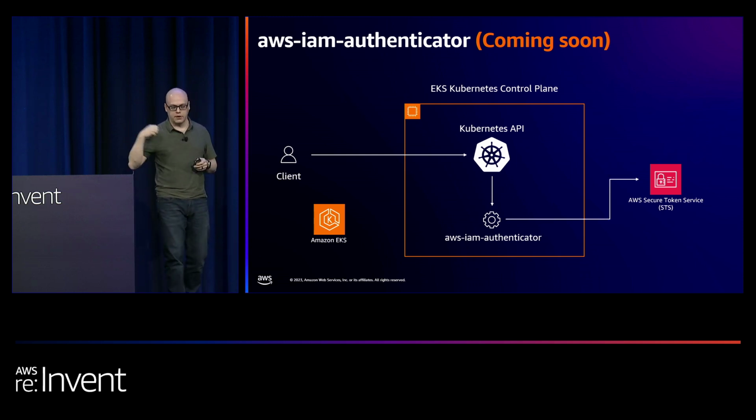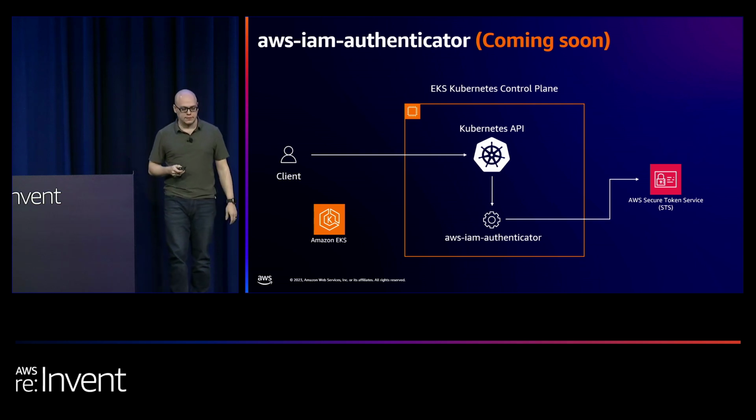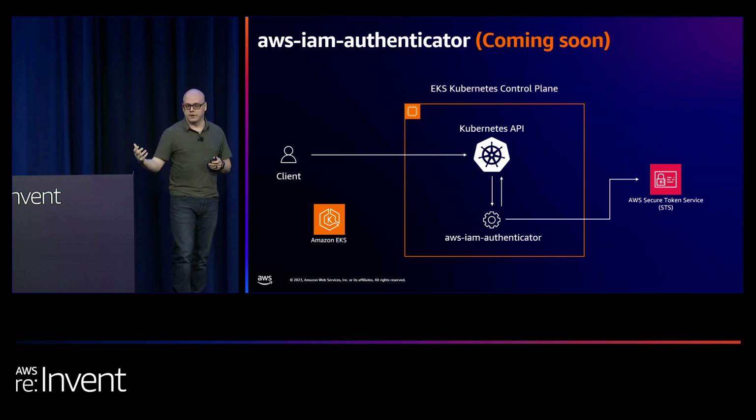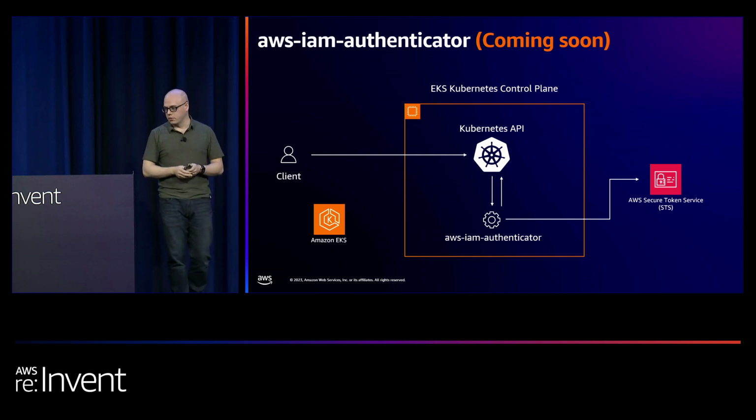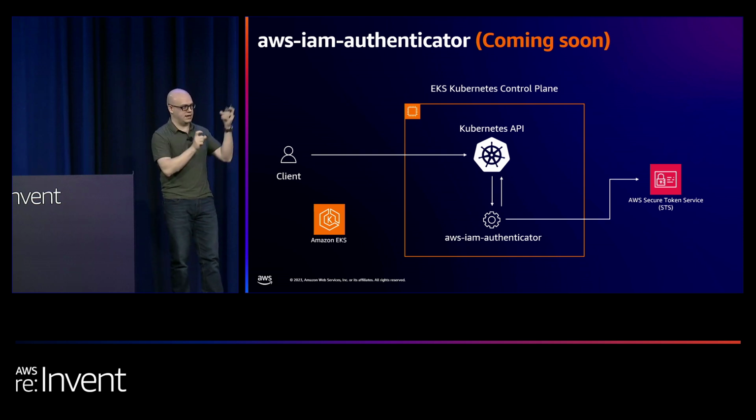So IAM Authenticator executes that request against the Secure Token Service, or STS, and gets back a response to see who is the client. And then returns that to the Kubernetes API to say, here's who the user is. And with the config map mode, with the existing way that we've worked, the IAM Authenticator process looks up that auth config map to say, okay, I see this role back from STS. What permission, if any, does that have in the cluster? And then tells Kubernetes, this is who the user is.